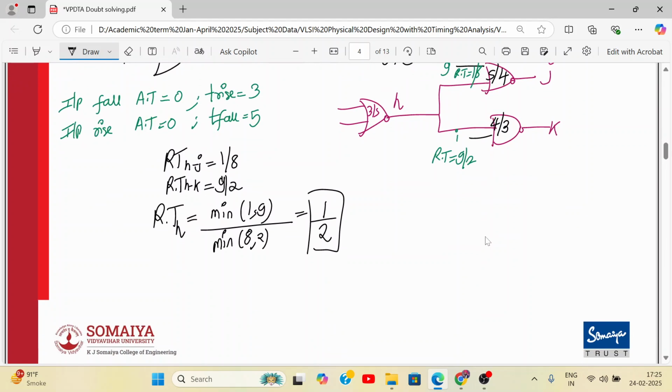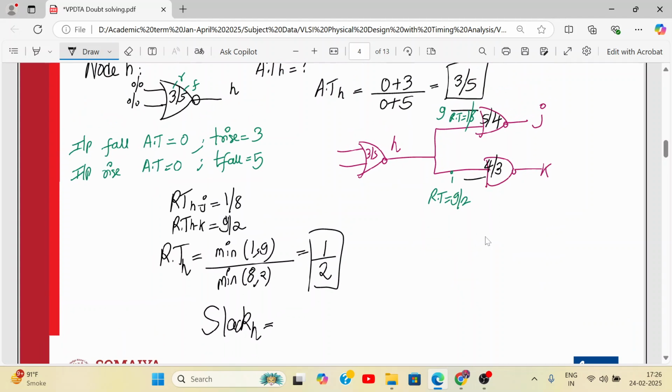We will calculate the slack for it. I hope it is clear. Return time minus arrival time. So arrival time is this. This is 3. This is R and F. This is R and F. So it's return time minus arrival time. So it will be 1 minus 3 upon 2 minus 5.